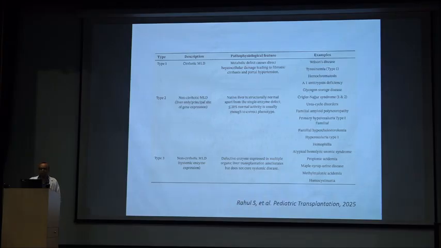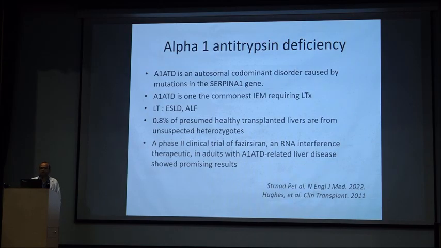So coming to the individual disorders, first is alpha-1 antitrypsin deficiency, which is autosomal recessive or considered a codominant disorder caused by a mutation in the SERPINA gene. It is one of the commonest inborn errors of metabolism requiring liver transplant, for either end-stage liver disease or ALF. But surprisingly, almost 0.8% of presumed healthy livers are heterozygous for this deficiency.